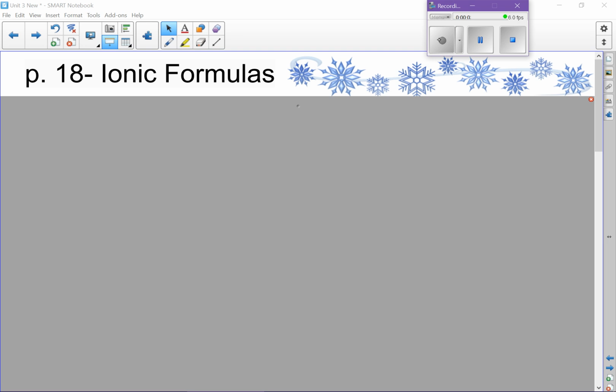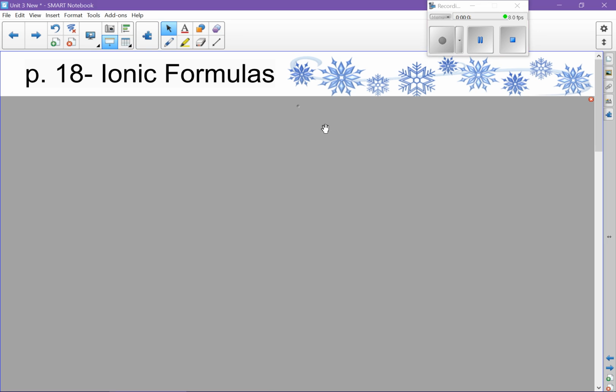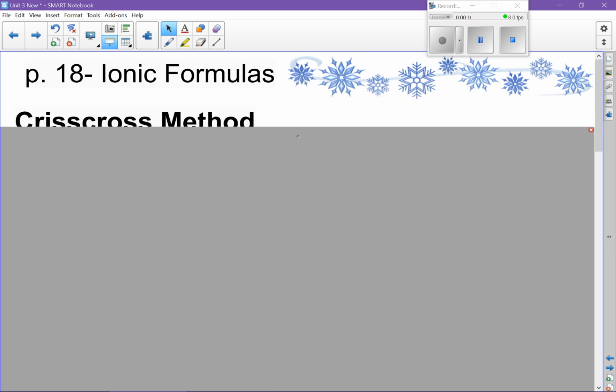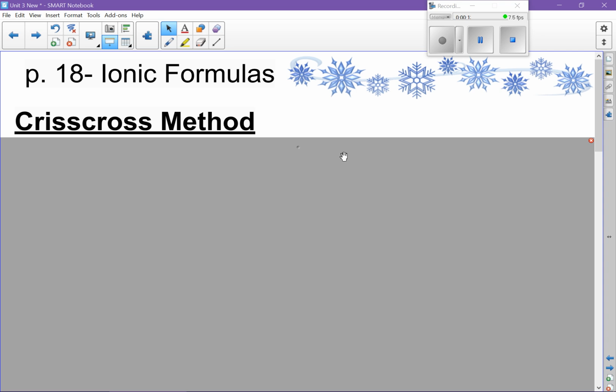Hi guys, today you're going to learn how to write the formulas for those ionic compounds that you just learned about. So, remember ionic means that it has to have a metal and a non-metal in it. And so you're going to combine those using the crisscross applesauce method.